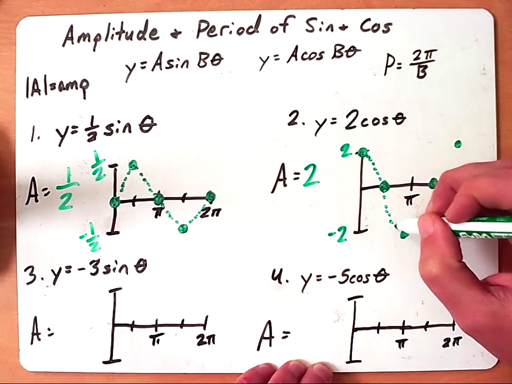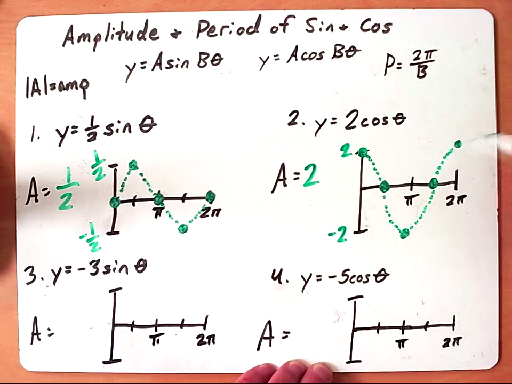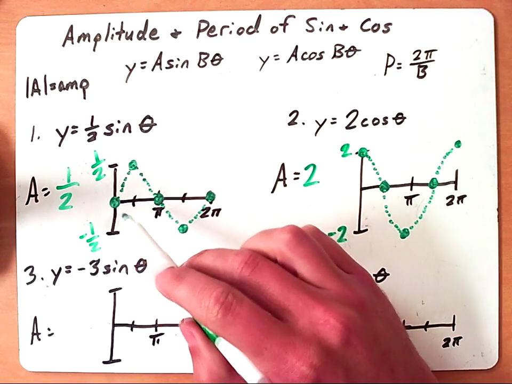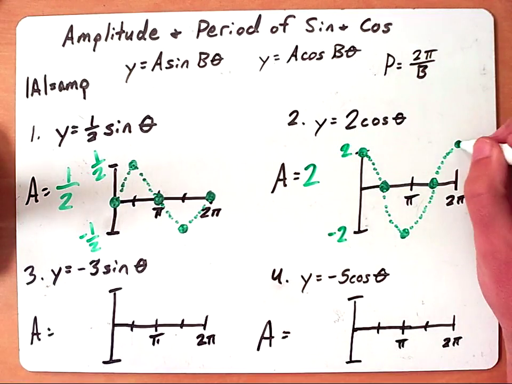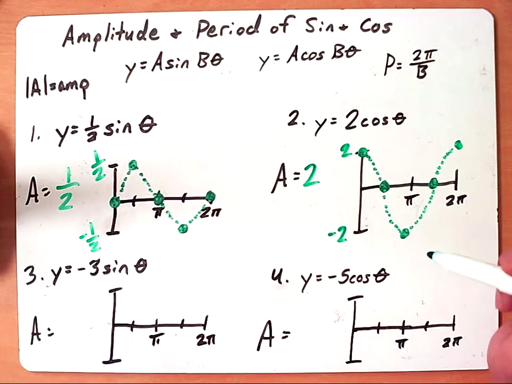So if I just change the amplitude, all it changes are the minimums and maximums of my graph. My graphs still are crossing their x-intercepts at the same point. They're still hitting their minimums and their maximums at the same points. The maximums and minimums have just been magnified to match the coefficient on our function.